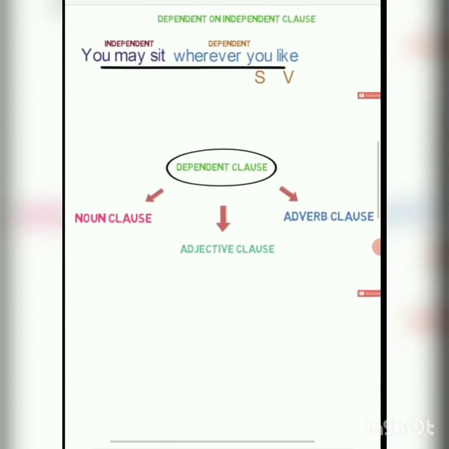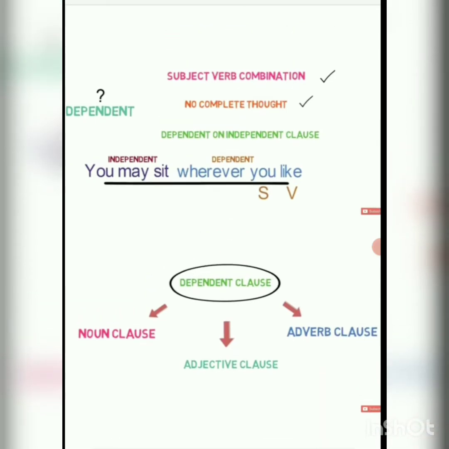Whereas a dependent clause, children, as I told you before, can also be called a subordinate clause, and it also has a subject-verb combination, and it cannot stand alone on its own. It has to depend on the independent clause to get a complete thought. So a dependent clause always depends on an independent clause to get complete meaning. So children, of dependent clauses we have three types: noun clause, adverb clause, and adjective clause. So let's move further.